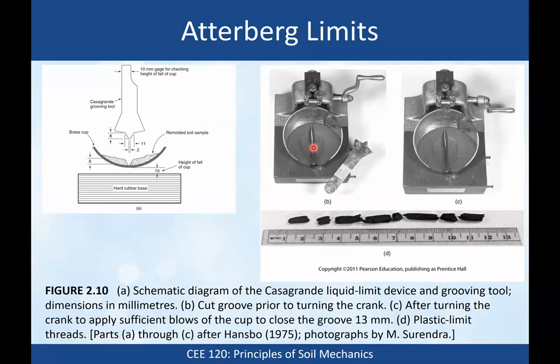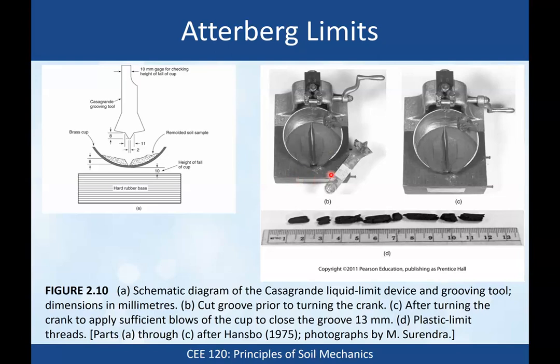You can see that notch right there, and you can see the shiny brass at the bottom of the notch. It takes a little practice to get this right, but you want to make the soil the exact thickness of that space underneath the notching tool. Then there's a handle on this thing, and the brass cup is on this sort of eccentric cam. Every time you rotate the handle, it raises the brass cup up a little bit, and then lets it free fall, and it hits this hard rubber pad down below.